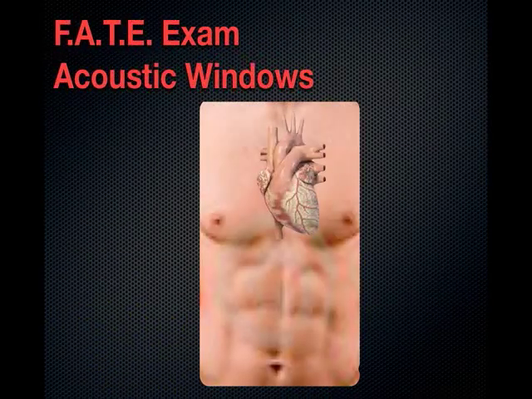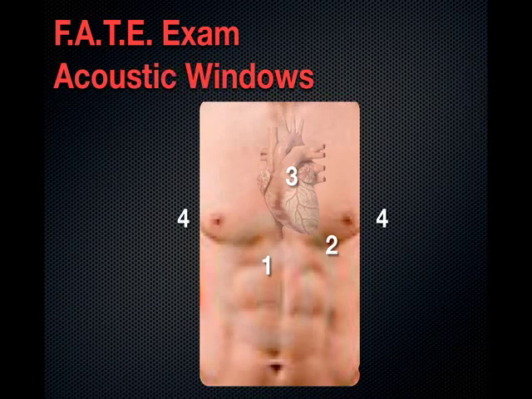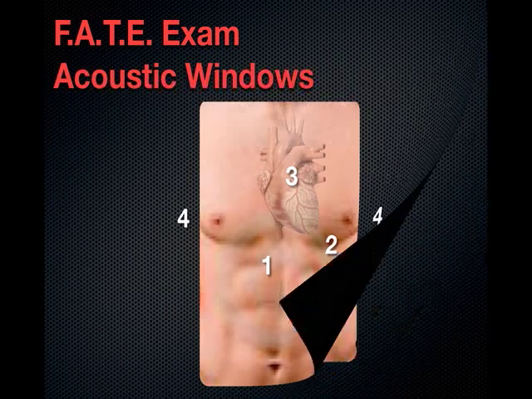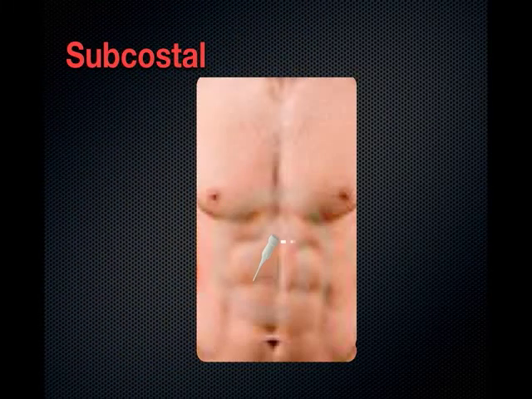To go over the FATE exam acoustic windows. The first window we will talk about is the subcostal window. Secondly, we will talk about the apical views. And third, we will talk about the parasternal views. And lastly, don't forget, we will talk about the pleura. Subcostal.